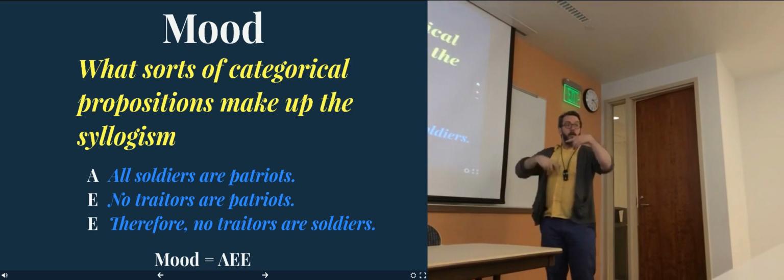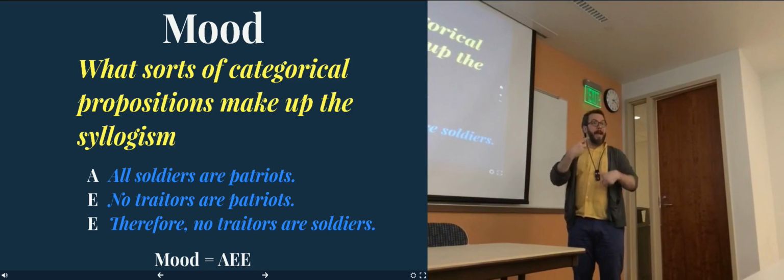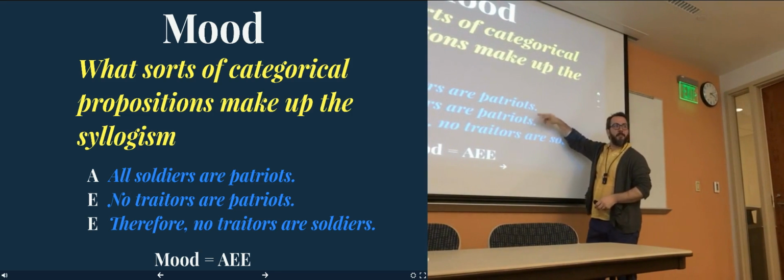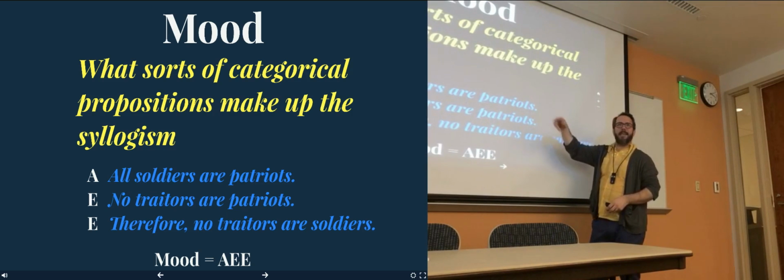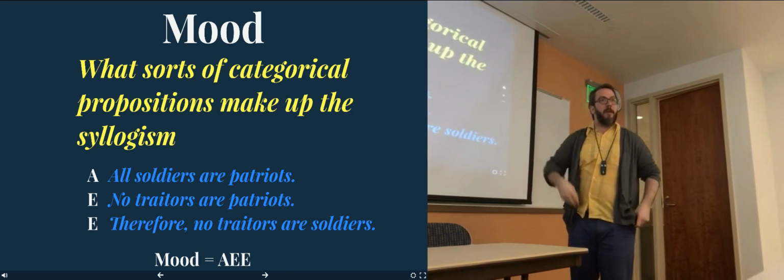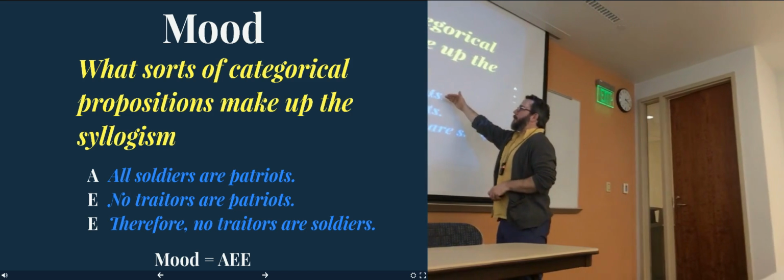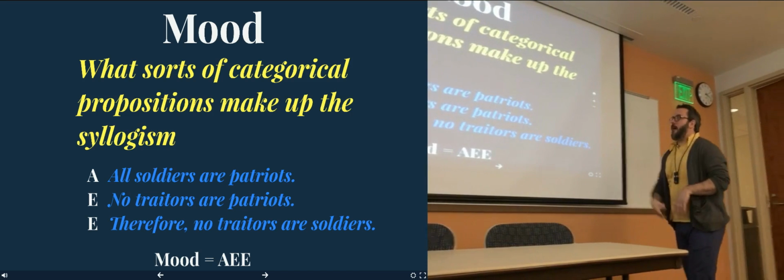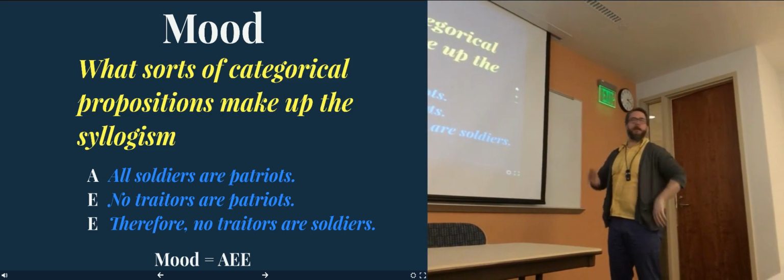And notice whether or not this is in standard form matters. Because if I swapped those two around, if my minor premise came before my major premise, instead of the mood being AEE, I'd think that the mood was EAE. And so we can see immediately it matters what order these statements come in. I've got to have my major premise first, my minor premise second, and my conclusion third. Otherwise, the mood's going to be all over the place, right?